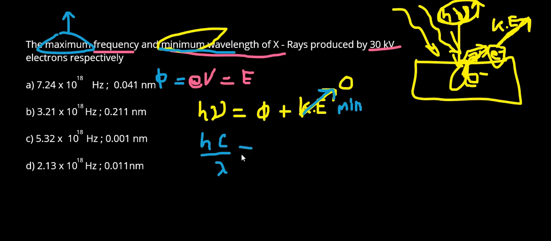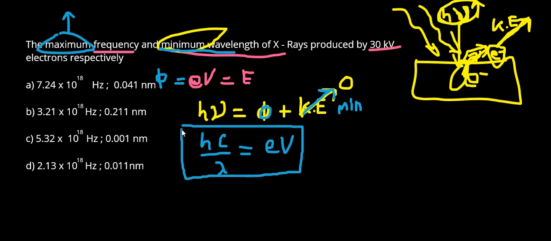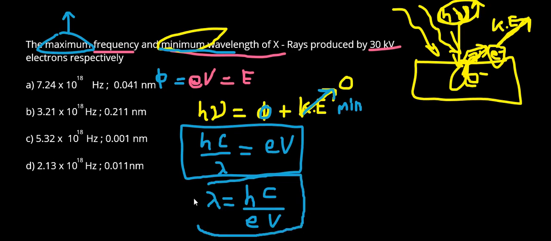hc by lambda is equal to electron volt, since psi, the work function, can be written as electron volt. So this is the formula to find lambda. Lambda is the minimum wavelength, and this is very important: the minimum wavelength is hc by electron volt. This is the first thing we have to understand here.